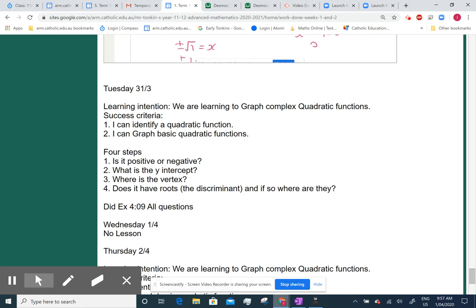All right, now these 4 steps are important. Is the first step, is the graph positive or negative? Is it concave up or concave down? What's the y-intercept? Where is the vertex? And does it have roots? And if so, what are they? So let's have a look.